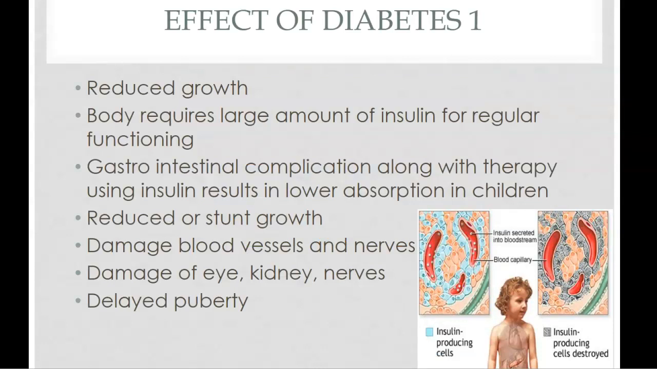What are the effects of diabetes? Basically, if the insulin is not present, the carbohydrates are not broken down into energy and the body doesn't get sufficient energy required for growth. Hence, there is reduced or stunted growth, and puberty is delayed. The blood vessels, eyes, kidneys, and nerves are damaged because of type 1 diabetes. The GI tract also gets affected because of the therapy.